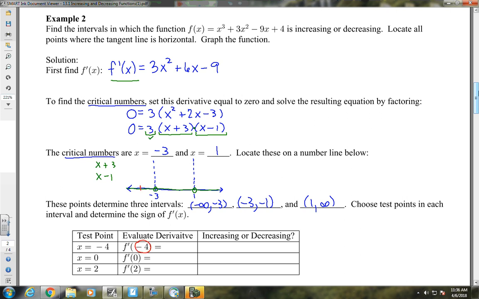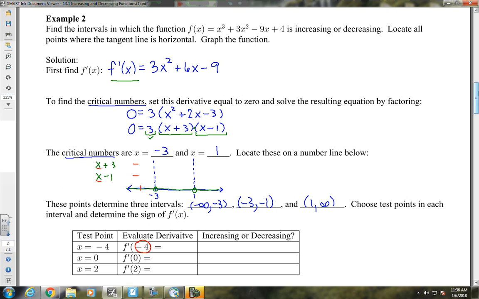We'll use negative 4. Now, if I plug negative 4 into my first factor, I'd evaluate negative 4 plus 3. That would give me negative 1. Now, I don't really care about the value at this point. I'm just concerned about the sign. That factor would be negative. If I plug negative 4 into the second factor and evaluate, I have negative 4 minus 1, which is negative 5. Again, a negative value.